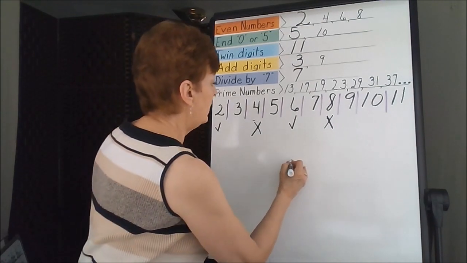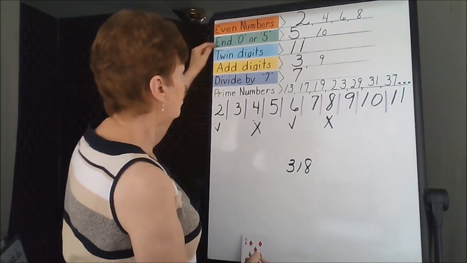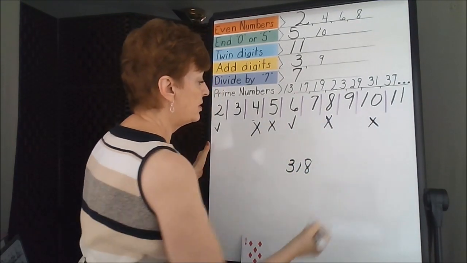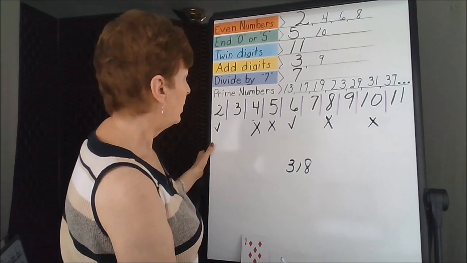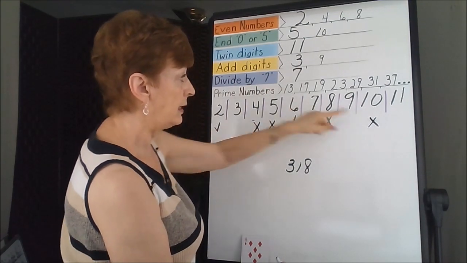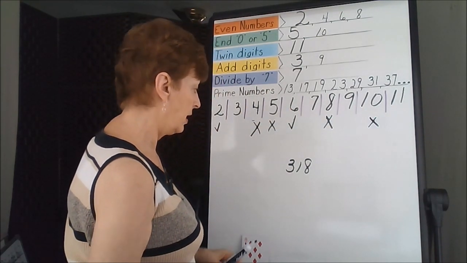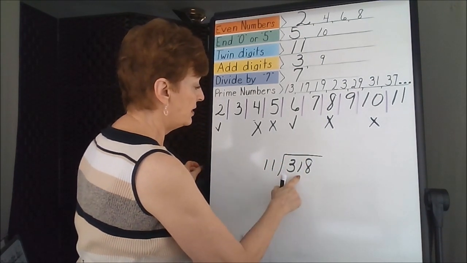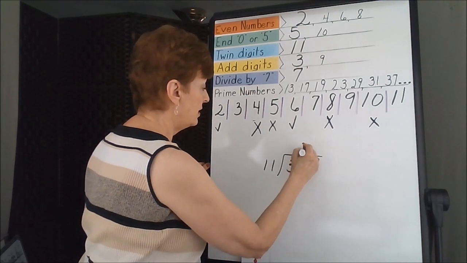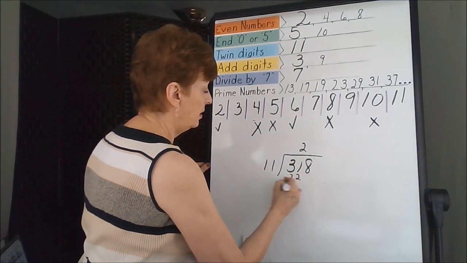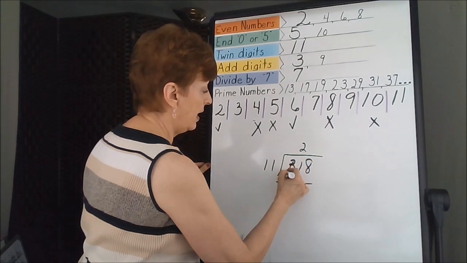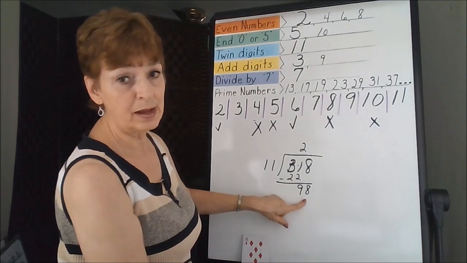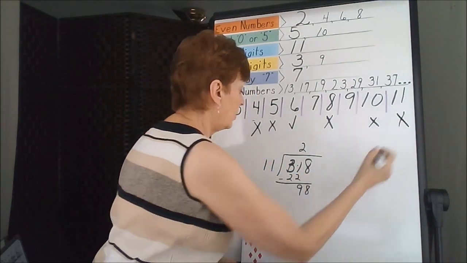Okay, next. Does the number 318 end in a 0 or a 5? No. So these numbers don't work, 5 or 10. We're not sure about 11. That would have to be an actual division. 11 goes into 31 2 times. That would be 22. Subtract, we're going to have to borrow in this. Okay, so we're getting a 98. No, that's not a twin double digit, so 11 will not work either.